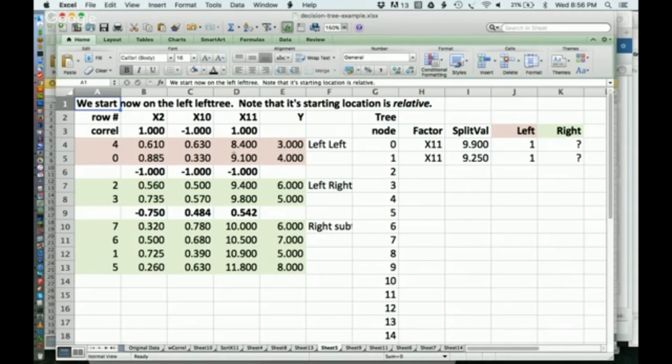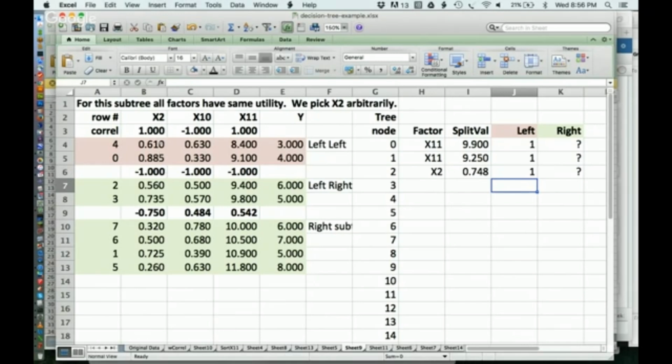Okay, so we selected our root node. We're now building the left subtree using that root node. So this now represents the overall left subtree. We're now going to look at building the left subtree of the left subtree. And I'm going to arbitrarily choose factor 2 here as our split val.